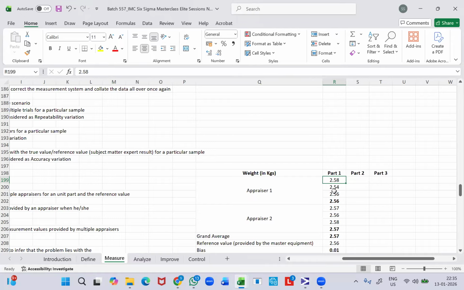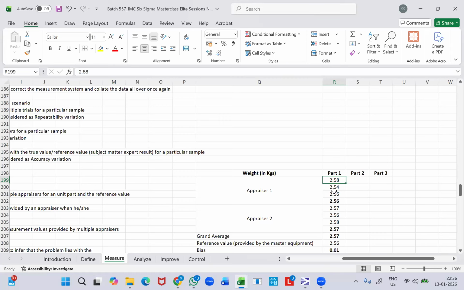Only when we have a minimum of 2 values provided by each appraiser with regard to a sample unit will we be able to calculate this metric called repeatability variation, right? If you want to calculate any variation metric, we need a minimum of 2 sample data points. That is the logic, correct? If you have only one single data point, we will not be able to calculate the quantum of variation. If you want to apply the variation metrics, then we need a minimum of 2 sample data points. Then only we can calculate the variation, right?